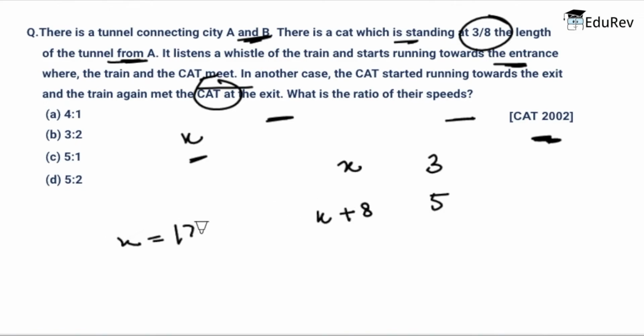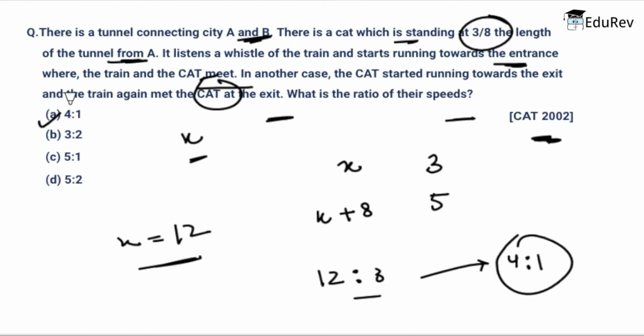So equating, x is nothing but 12, and the ratio of their speeds is going to be 12:3. And when I solve it, it's going to be 4:1. So the correct option is option A, that is 4:1.